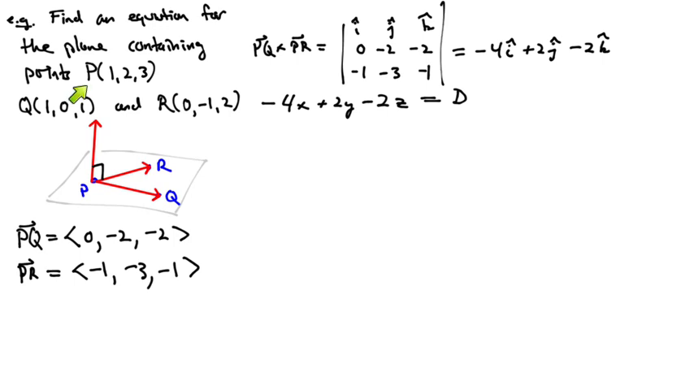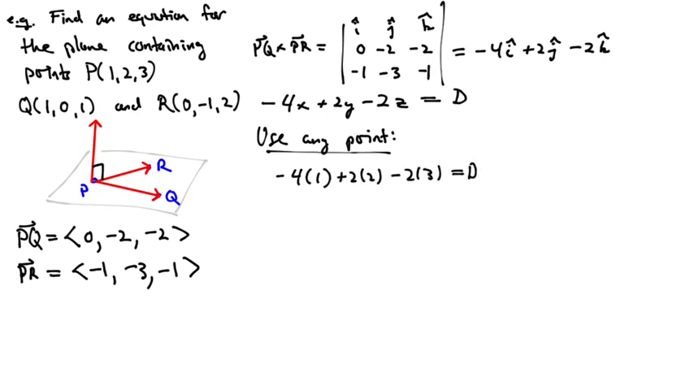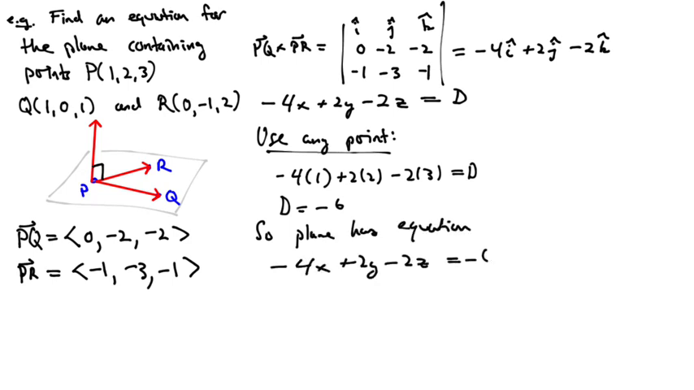And I'm going to choose the point P, whose coordinates are 1, 2, and 3. And I'm just going to plug them in for x, y, and z. And that's going to determine what d must be. So I'll use minus 4 times 1 plus 2 times 2 minus 2 times 3. I'm just plugging in those coordinates into my expression. And if you simplify that entire left-hand side, you get d is equal to minus 6. So putting this all together, the points on my plane satisfy the linear equation minus 4x plus 2y minus 2z equal to negative 6. This is an equation of my plane containing P, Q, and R.